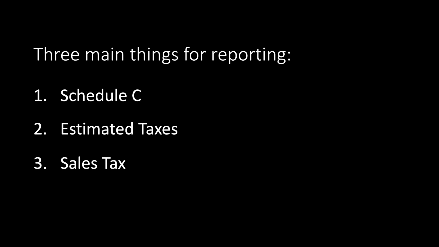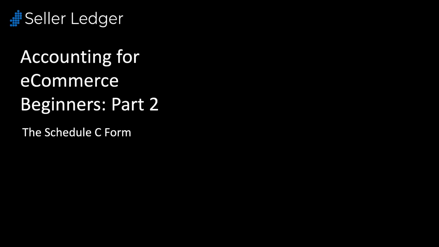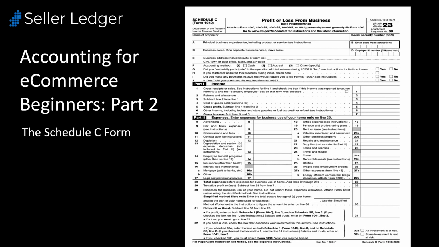3 main things to remember for reporting: the Schedule C, estimated taxes, and sales tax if you're selling through your own website. In our next video, we'll talk about what gets reported on a Schedule C form and how to gather the right information to fill that in.